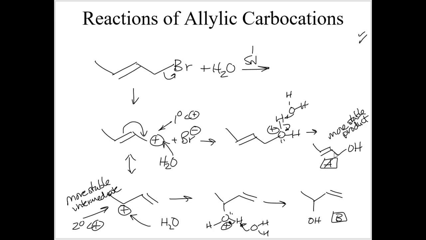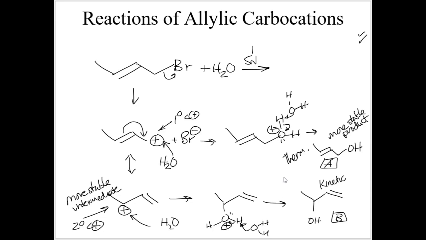Well, what is A? A came from the least stable intermediate, and A has the most substituted double bond. So this is the more stable product. A is the thermodynamic product. How about B? B came from the more stable intermediate, and so therefore B is the kinetic product. So then it would just be a question of what were the reaction conditions? High temp, long time, low temp, short time.